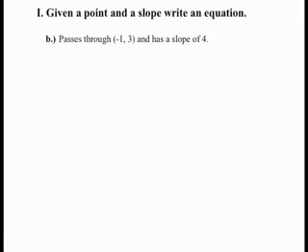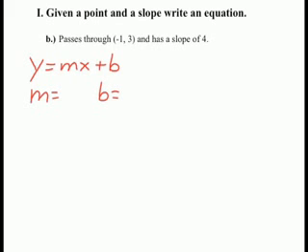Now, given a point and a slope, write an equation. So we have a line that passes through (-1, 3) and has a slope of 4. Again, we're writing the equation in slope-intercept form, y equals mx plus b. So we have to identify the slope and the y-intercept. Well, we're already given the slope, and the slope is 4. So now we must use the point and the slope and plug that into y equals mx plus b to find the y-intercept, the b.